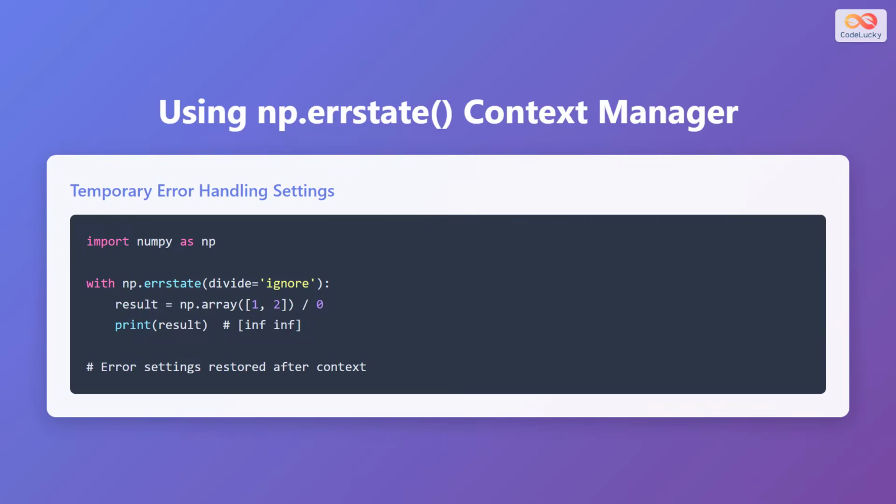For temporary error handling settings, NumPy provides the ErrsState context manager. This is particularly useful when you need different error handling for specific operations. In this example, we use ErrsState to ignore division errors within the context. We divide an array by 0, which produces infinity values without raising an error. Once we exit the context manager, the error handling settings automatically revert to their previous state.